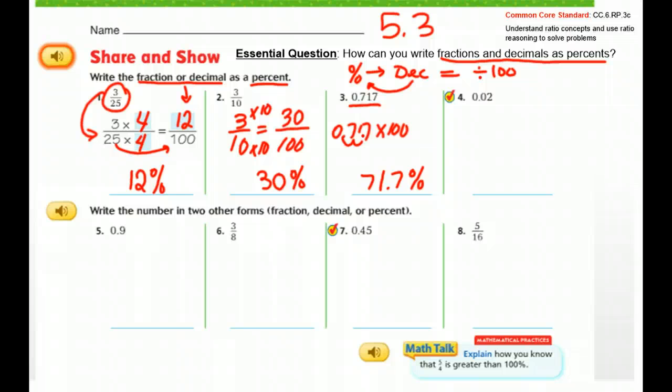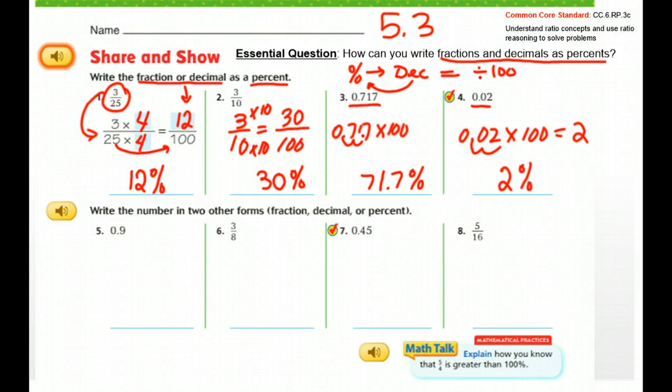Okay, thank you for pausing the video and completing question 4. Again, we're going from a decimal to a percent, so I'm going to take 0.02 times 100, which is going to equal a value 2 spaces to the right, which will be a full 2, so I'm looking at 2%.